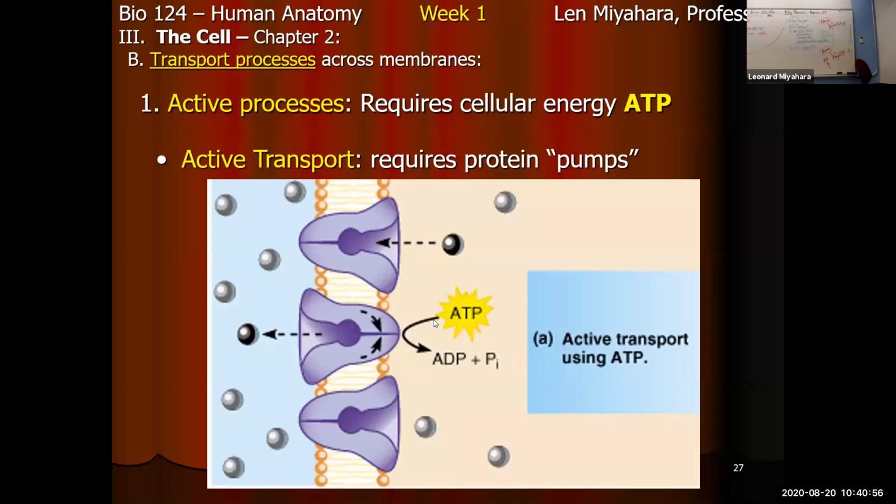Does this not make sense, what's going on in the middle? ATP is breaking down into ADP plus Pi. That's providing the energy to pump uphill. See these little gray balls? There's more out here, less in here. Active transport is going uphill from low to high, and it's got to break off an ATP to do it.